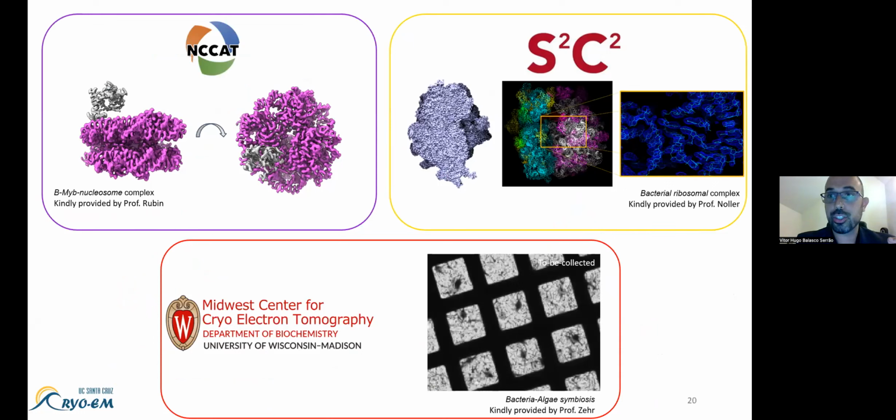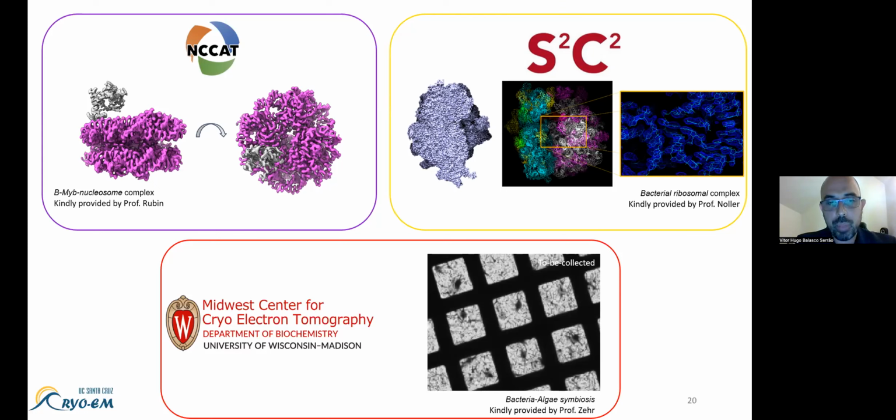From NCAT, so we were just chatting right before this talk. Tellini was a PhD student at Professor Rubin's lab, and she was the first in-person user to go to New York and collect this beautiful nucleus unbound complex that we are finishing the data processing. From S2C2 or SLAC, Professor Harry Noller has been collecting very high resolution ribosomes complex, and all of the samples have been screened and prepared in here.